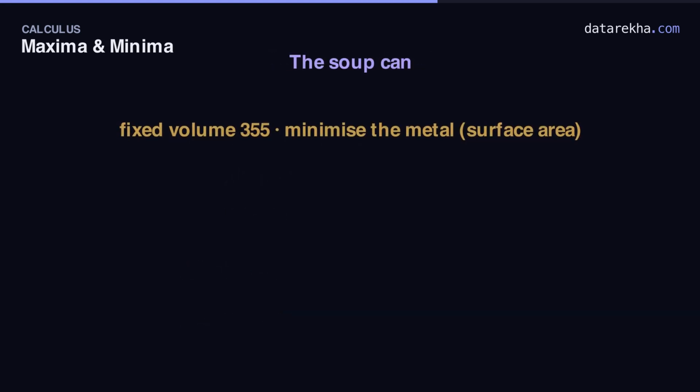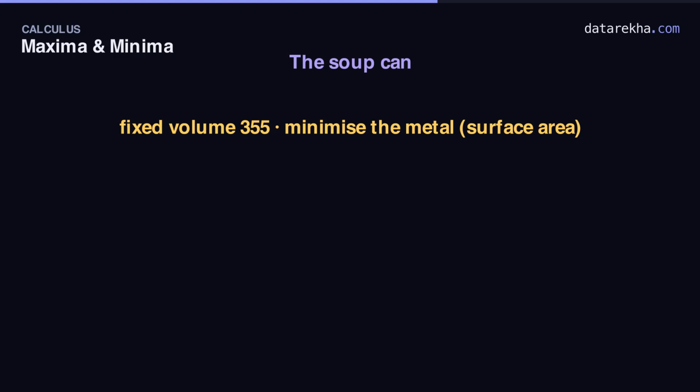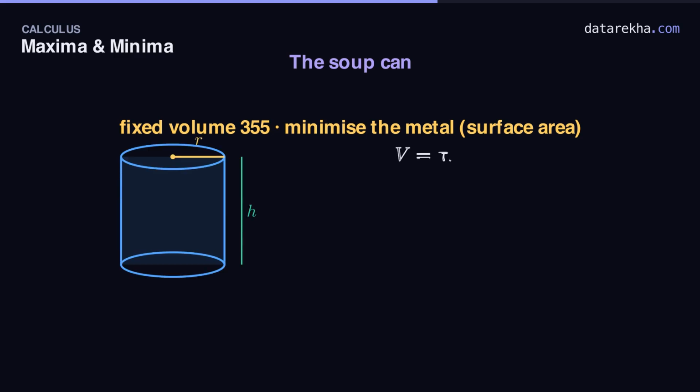One more, a little richer. A cylindrical can must hold a fixed volume, say a standard 355 milliliters. A manufacturer wants to use the least possible metal. What radius and height do that? Set up the geometry. The volume is pi r squared h, and it's fixed at 355.